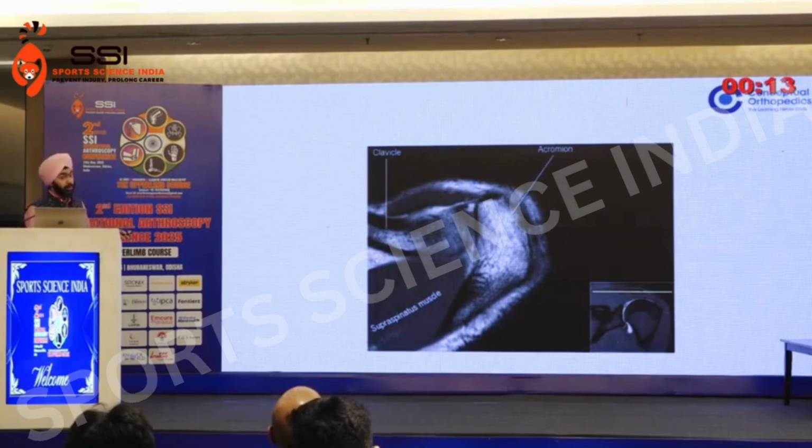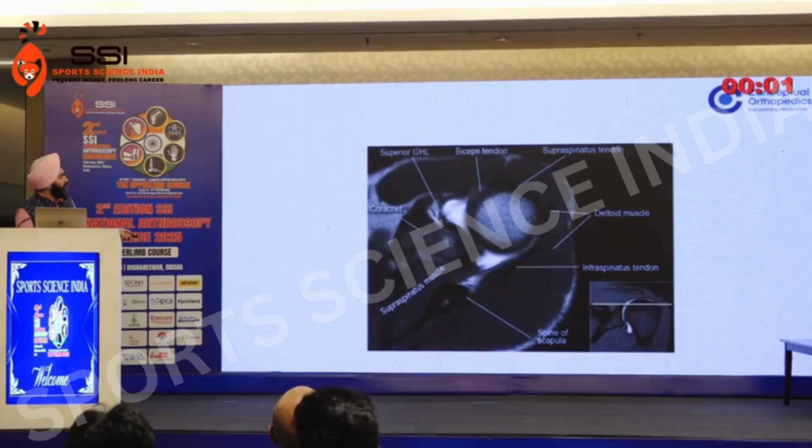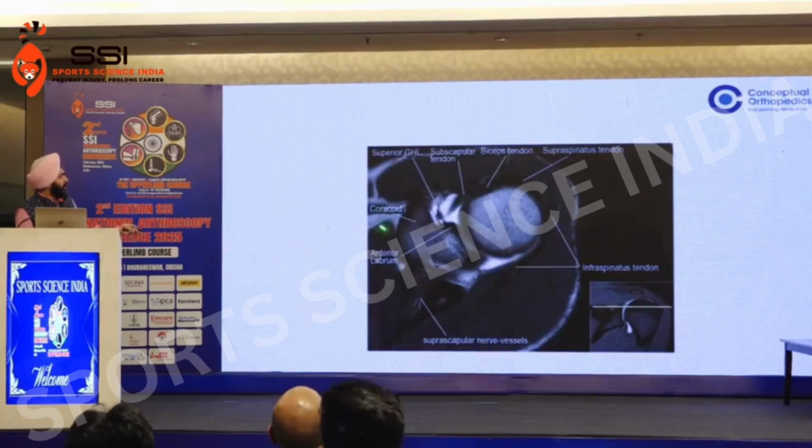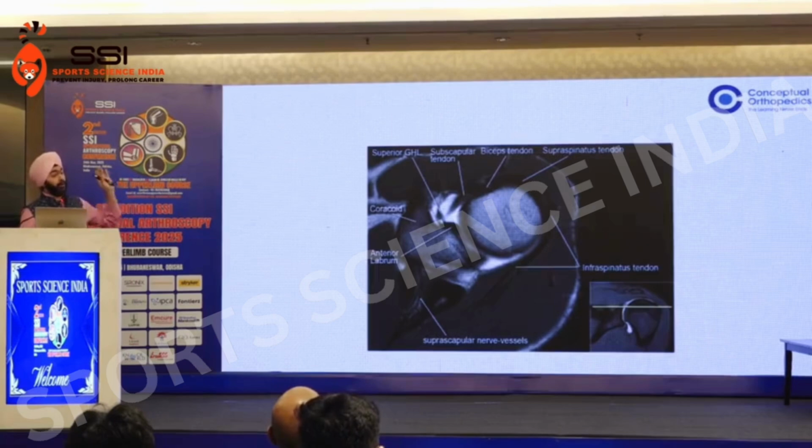you'll not be lost. This is the topmost section, you can see the AC joint. Now try and see what part is what. This is clavicle, this is acromion, so this would be anterior. You can go down and look for the coracoid. The coracoid is coming here. So again this tells you that this is anterior, this is posterior. This will help you orient yourself. This is the anterior part of the glenoid, this is the posterior part of the glenoid. Always look for the coracoid in any MRI section to help you orient yourself.